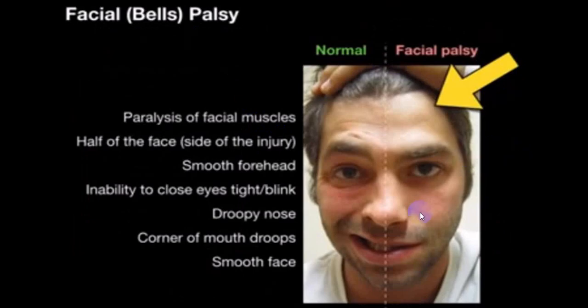Again you can see here, no furrowing, nasolabial fold absent. This angle is lifted, this angle is not lifted. So there is a smooth forehead, inability to close eye, drooping of the nose. This nose is drooping. Corner of the angle of the mouth is also drooping, and there is no nasolabial fold. So this side lower motor neuron facial palsy.